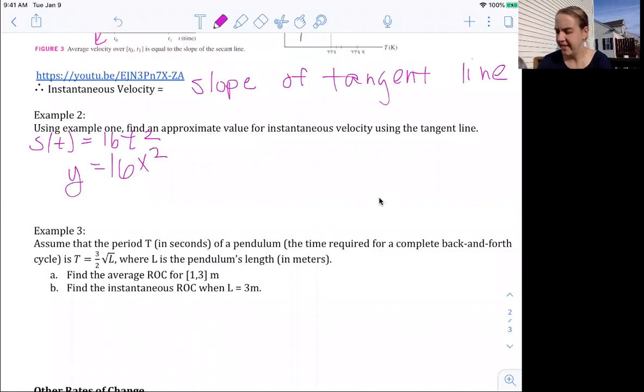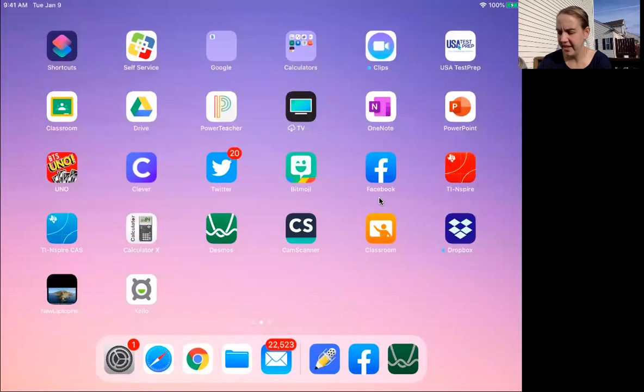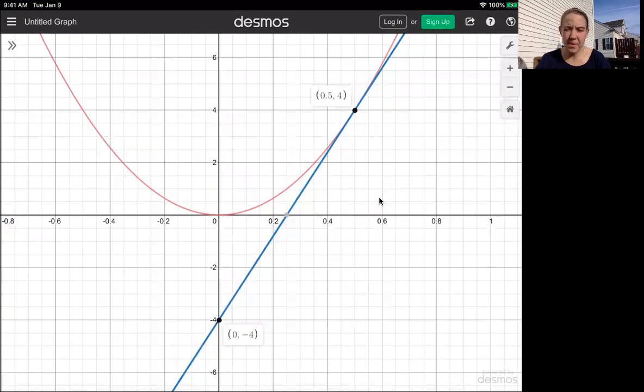So what I've done is I've hopped over to Desmos and I've graphed this for us. I have the parabola, I have the tangent line, I've put them in already. I've chosen 2 points. I've chosen the y-intercept of my tangent line, which is (0, -4). And I've also chosen that point where we're tangent, the x value of 0.5 and that y value of 4. So what we could do is actually calculate the slope.